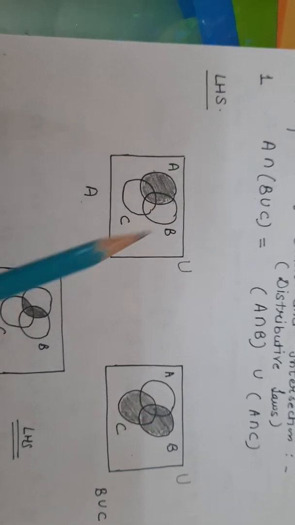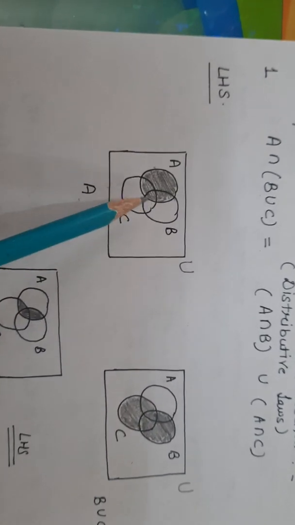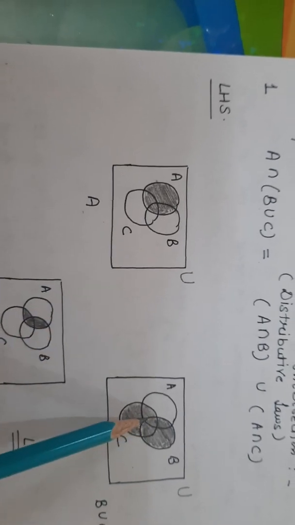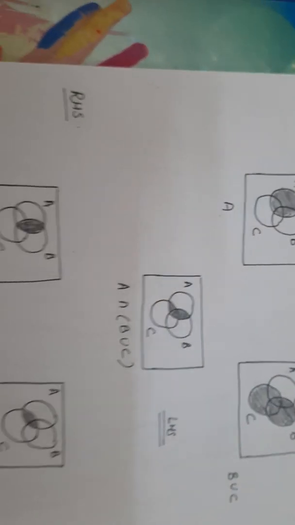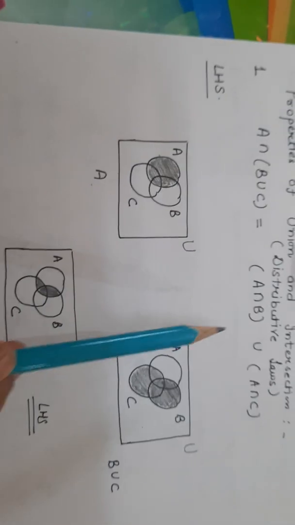Now this portion is common, so I have shaded this. This portion is also common in both the diagrams, so this portion is also shaded. Done. So this is your left hand side. Now for evaluating the right hand side, this is your right hand side.